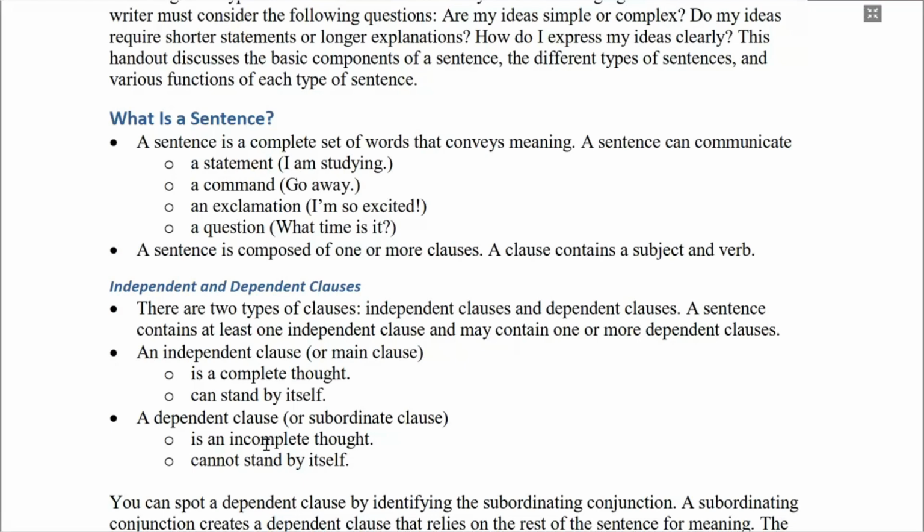But one of the things that is compulsory for a sentence to have is an independent clause or a main clause. Independent clause is a complete thought. It can stand on its own and it makes complete sense. But dependent clause, from the word dependent, it is depending. It is an incomplete clause and it cannot stand by itself.